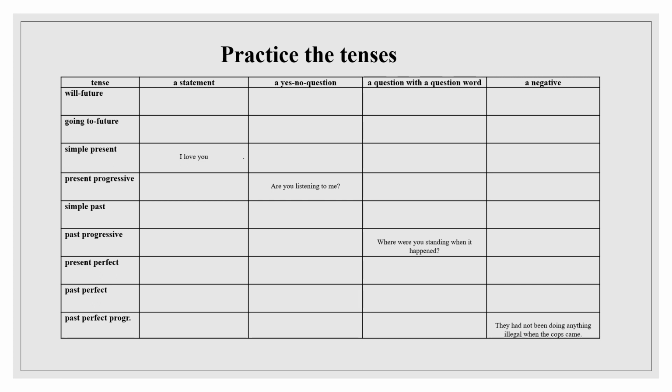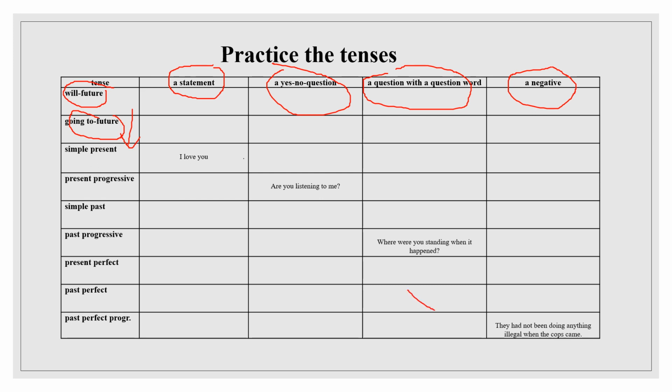How does it work? You have 4 columns which tell you what kind of sentence to form. Form a statement, form a yes/no question, a question with a question word, or a negative sentence, a negative statement. On the left-hand side, you have 9 tenses, which are the most frequently used tenses. I'm not going to go through them. And obviously, this table asks you to randomly choose a space, a box.